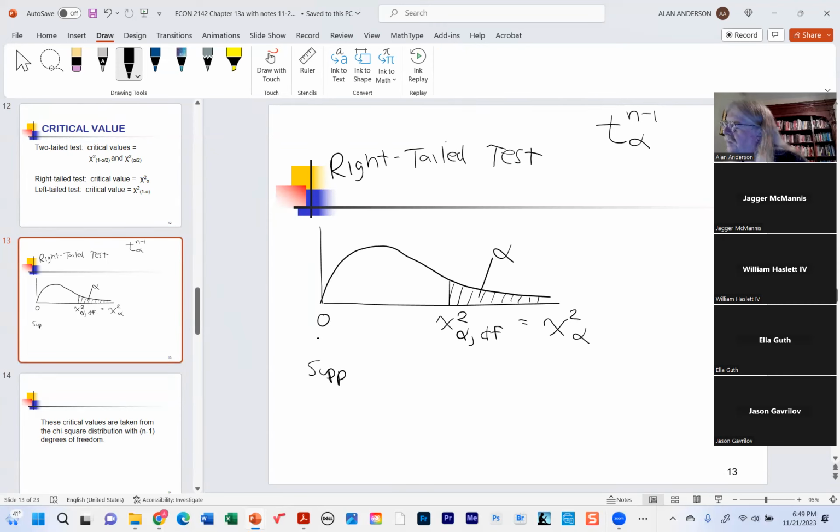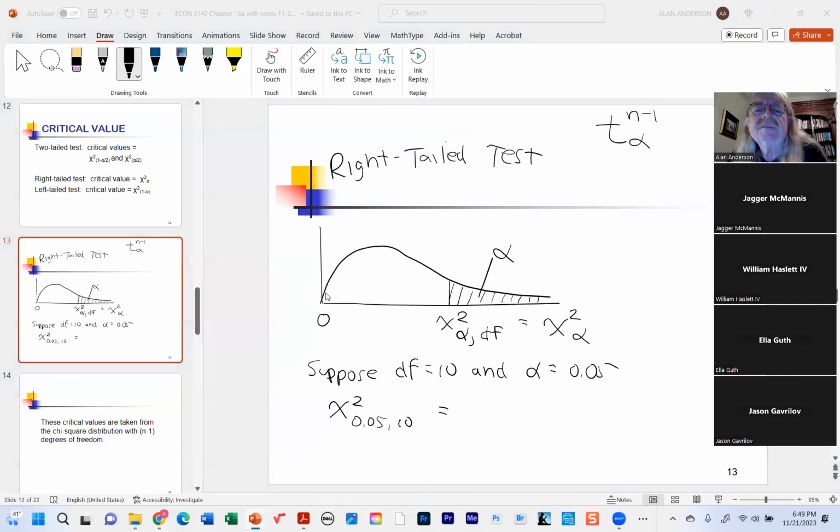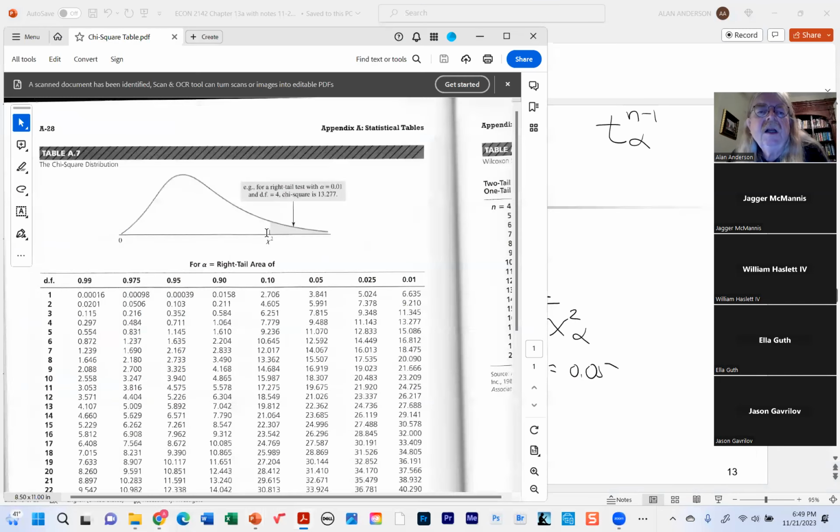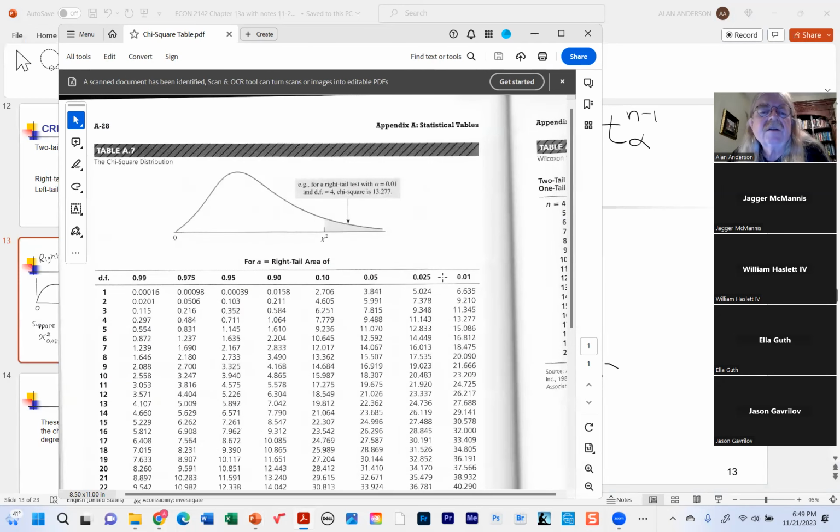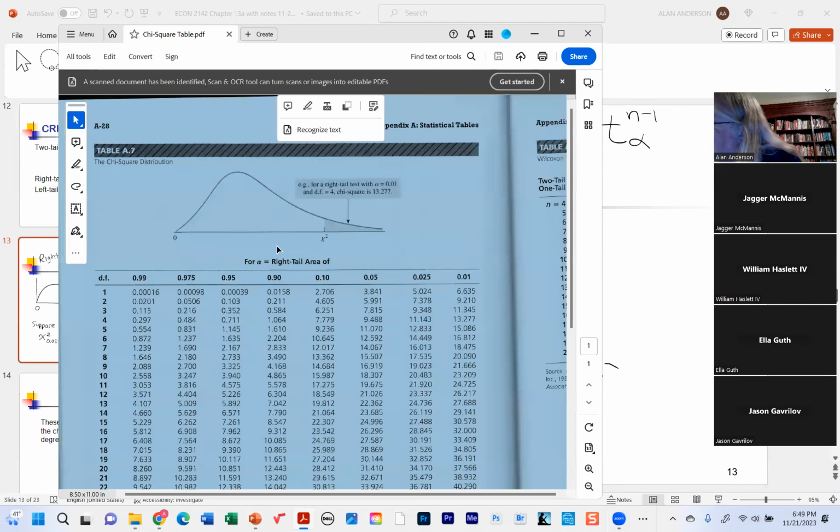Suppose the degrees of freedom is 10 and alpha is 0.05. Then chi-square 0.05 comma 10 is found in our table, and this is how we look it up. This table, by the way, is different from the others because these areas in the top represent the right tail of the distribution. Usually it's the left tail, but for this, it's the right tail.